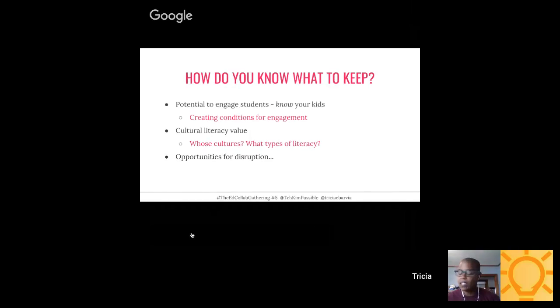So some things maybe to consider in thinking about what to keep. We might think about texts that engage students, and really in order to engage kids, we have to know them. We have to know what our kids need and want and are thinking about, what issues are important to them. We've had lots of discussions about this idea of rigor, and Kylene Beers has said in the past that rigor isn't inherent in any particular text. Rigor is what you do with a text. Right. So any text can be rigorous, and creating conditions for engagement.